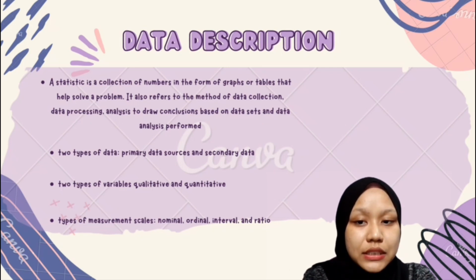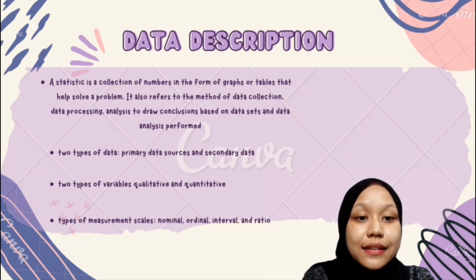For the interval, it makes a difference between two variable measurements in an exact way, not in a relative way, where the presence of zero is arbitrary. The last one is the ratio. Ratio is something researchers can use to compare different intervals.